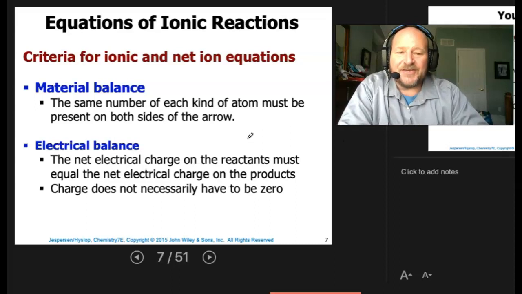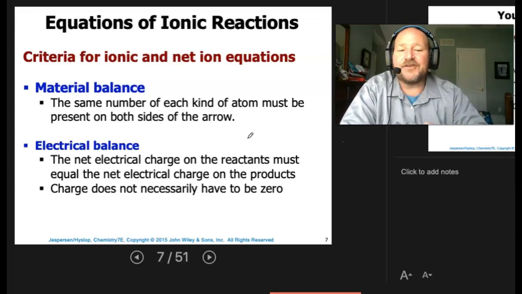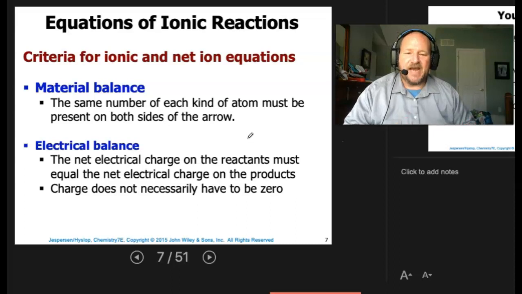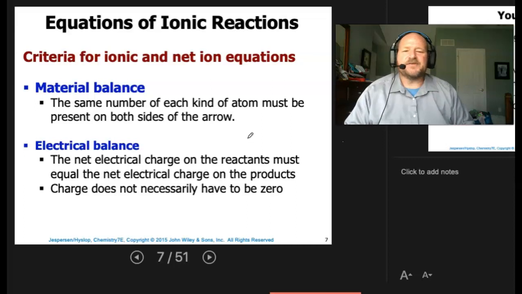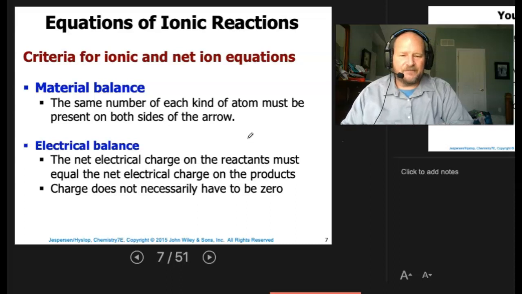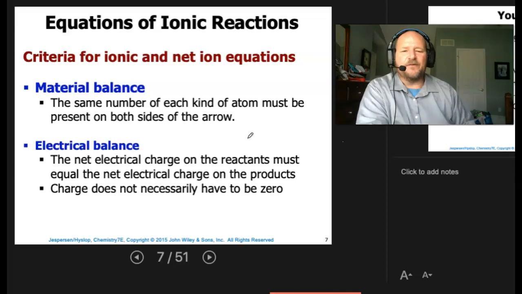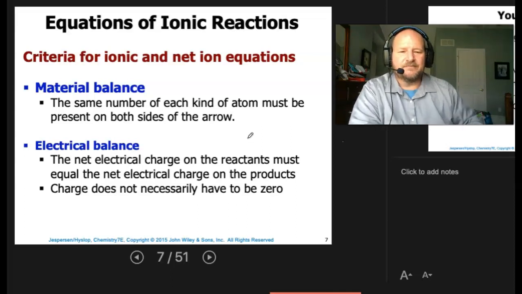Now, that charge does not have to be zero. Okay, the charge does not have to be zero. Little caveat there. Okay, both sides have to match. If one side's -1, the other side has to be -1. That can happen. Okay, so it doesn't have to be 0 on the reactant side and 0 on the product side. It could be +5 on the reactant side. If it's +5 on the reactant side, what has to be true? It has to be +5 on the product side as well.